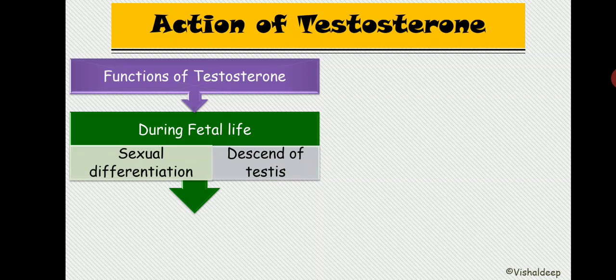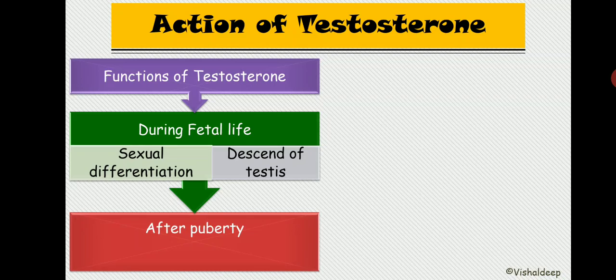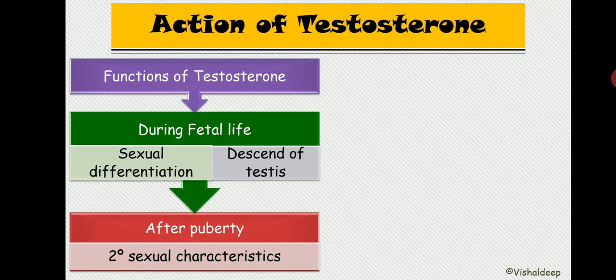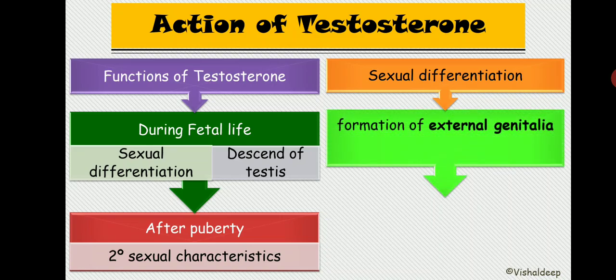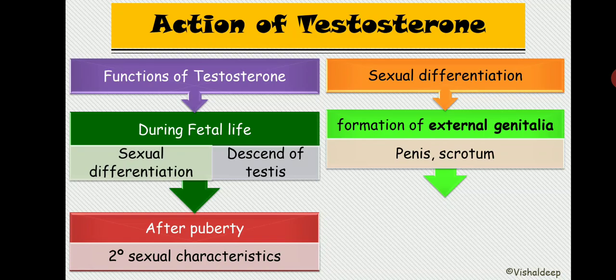In fetal life it is basically responsible for sexual differentiation and the descent of the testis. Now what is sexual differentiation? Sexual differentiation means the differentiation to form male external genitalia. Right? After puberty it is basically responsible for the secondary sexual characters that we discuss in our subsequent slide. Now as far as sexual differentiation is concerned, it causes formation of the external genitalia, that is penis and scrotum. These two are the external genitalia of a male.